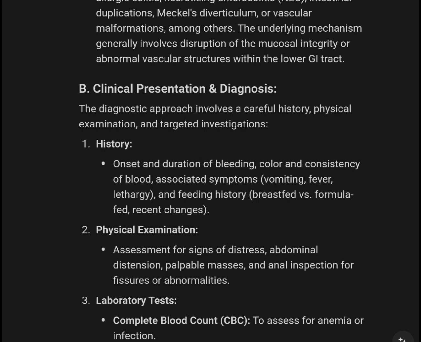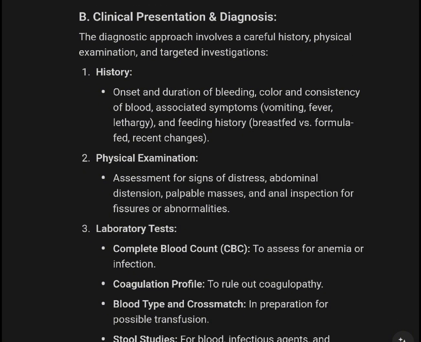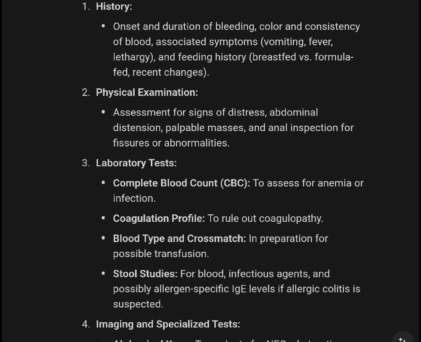History: onset and duration of bleeding, color and consistency of blood, associated symptoms such as vomiting, fever, and lethargy, and feeding history, whether breast milk or formula fed, and recent changes. Physical examination: assessment for signs of distress, abdominal distension, palpable masses, and inspection for anal fissures or other abnormalities.